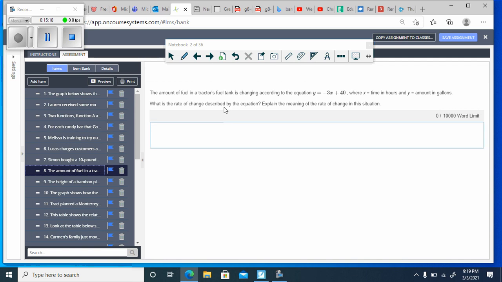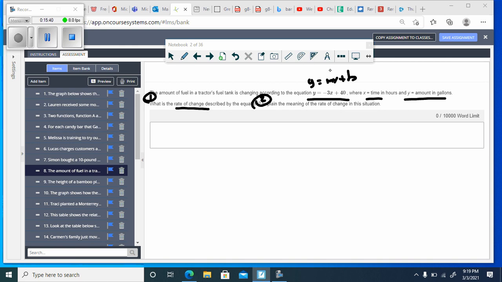The amount of fuel in the tractor's fuel tank is changing according to this equation. Y is equal to negative 3x plus 40, where x is time and y is the amount in gallons. What is the rate of change described? Explain the meaning of the rate of change. Well, we know this is y is equal to mx plus b. So your m is negative 3. What would that be? You're talking about the amount of fuel in the tank per what? Per hour. It's going down.